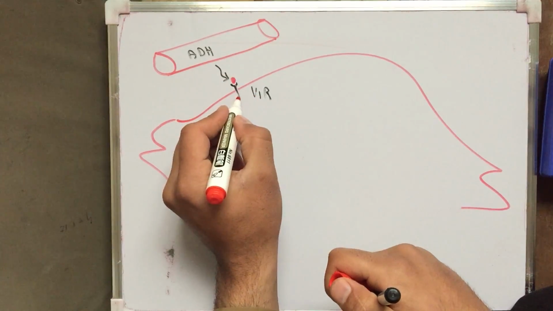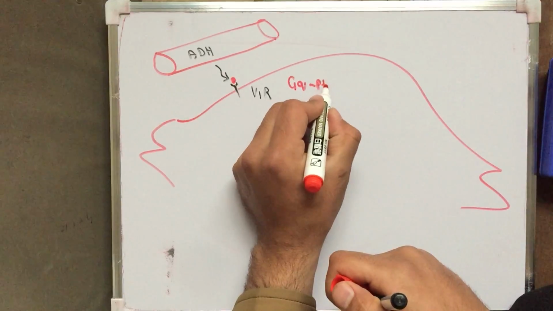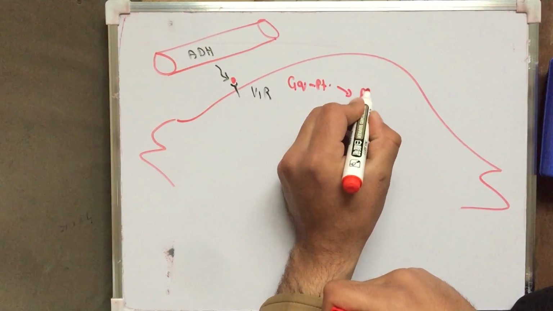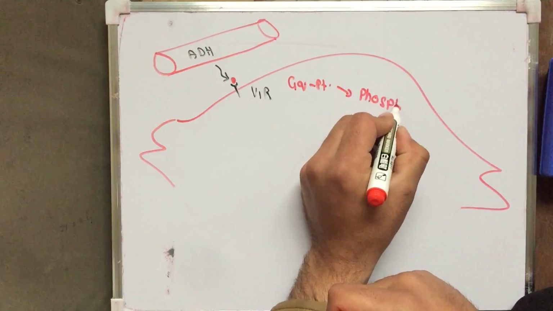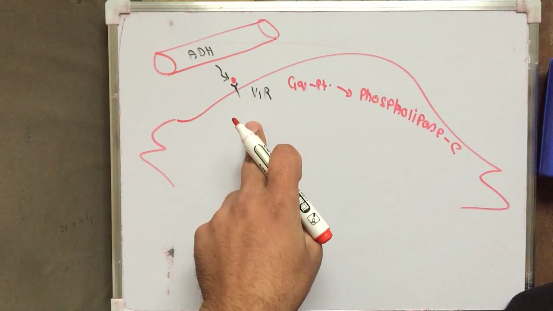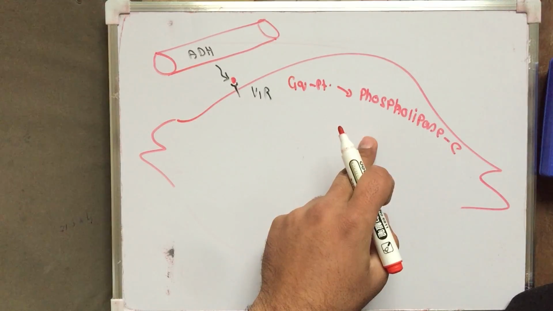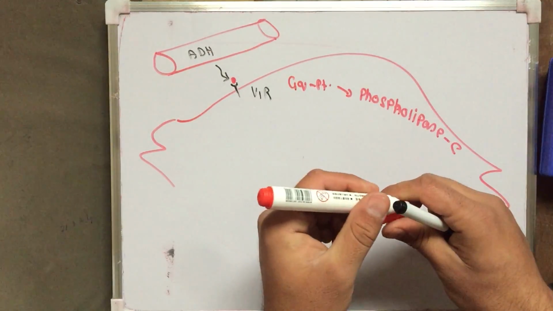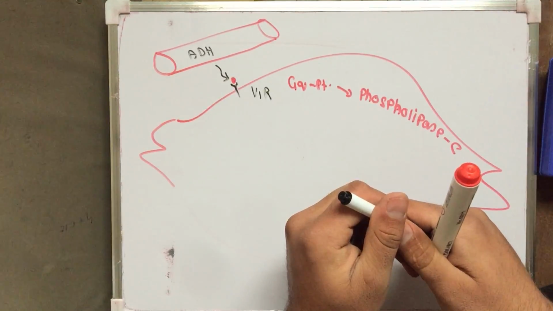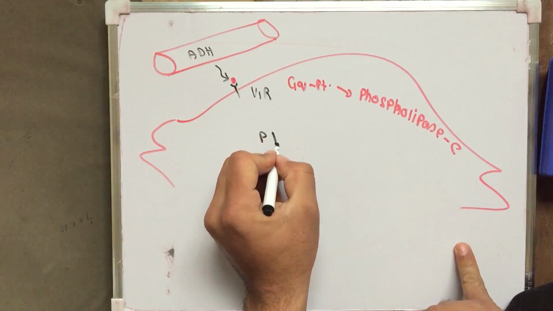This receptor activates Gq protein. Gq protein activates phospholipase C. V1 receptor activates Gq protein. Gq protein activates phospholipase C. Okay, and phospholipase C acts on phosphatidylinositol diphosphate.